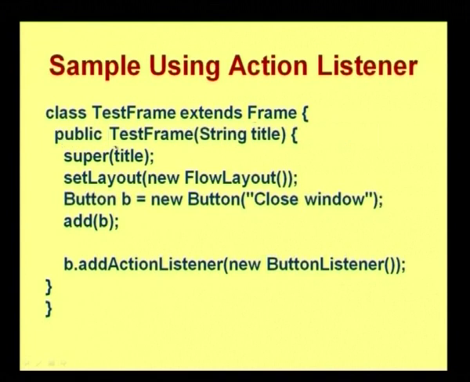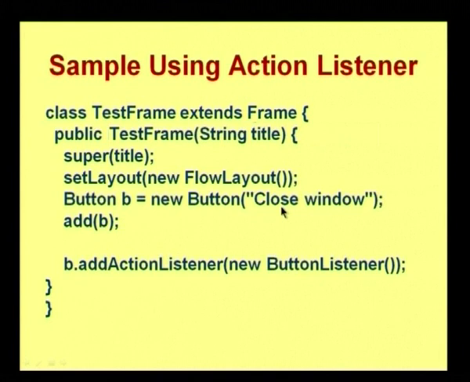So, public button test frame. This is the constructor, and here I am calling the base class constructor. I am setting the layout to be the flow layout, and then I have a button in that. I have created the button with the instruction, that is the action command.